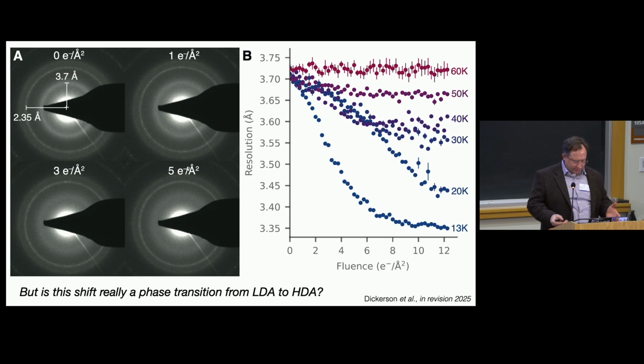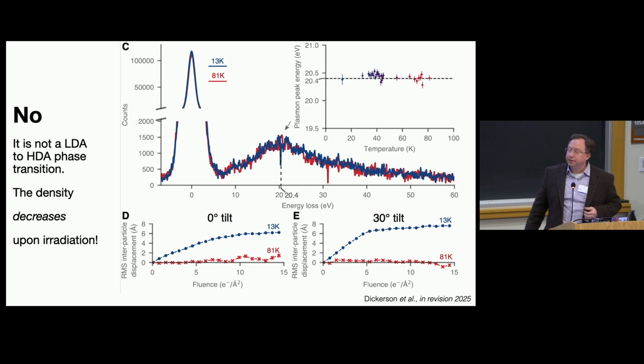Okay, so the observation in these previous papers is certainly reproducible, but is this actually a phase change? Is the density of ice getting higher? And the answer is no, it's not. And we did a lot of work to be certain that we're right about this, because we knew it was going to be controversial. And we also wanted to make sure we were right.